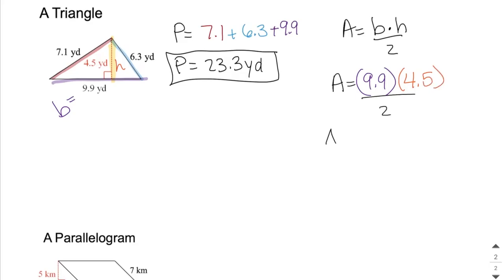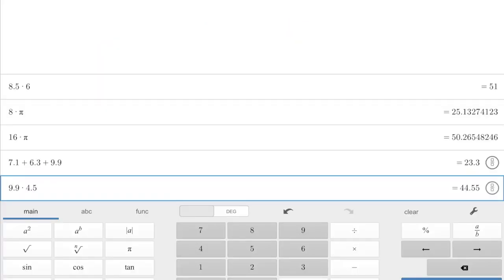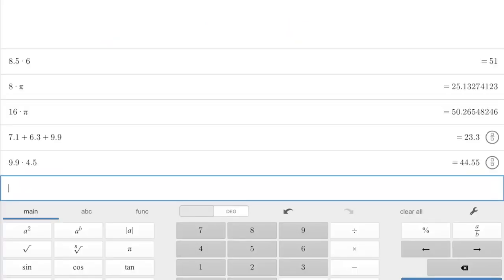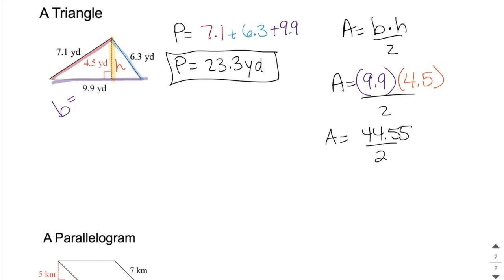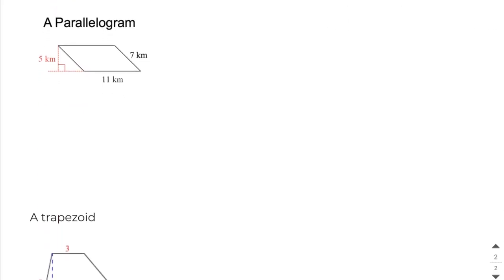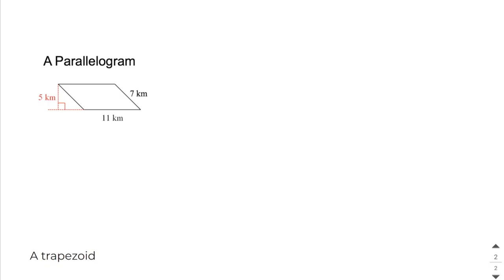Now we need to find the area, and the area is base times height divided by 2. If you see here, this is our formula, base times height divided by 2, where this is the base right here and this is the height. So here we know that our base is 9.9 and that our height is 4.5. So I'm going to multiply this by 4.5 and then I'm going to divide that answer by 2.